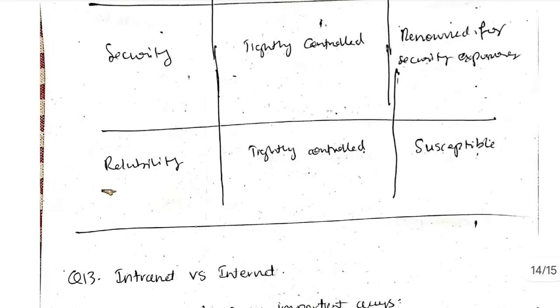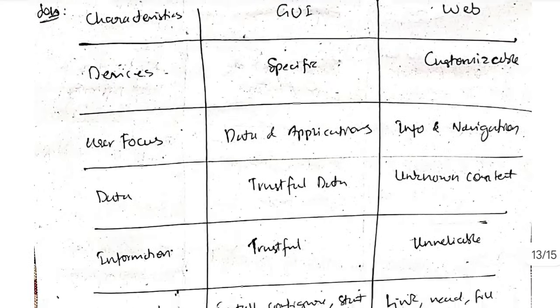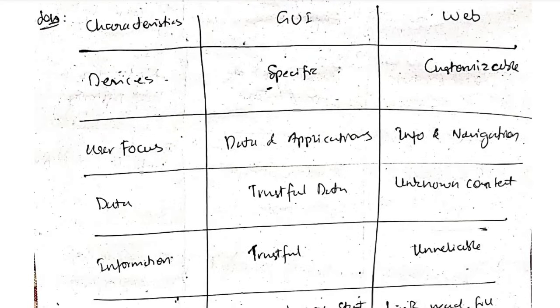Okay, security: it is tightly controlled. Reliability: it is also tightly controlled, meaning GUI is more secure and more reliable. And here it is susceptible and has unknown content. Fine. So going through it once again, the main things you have to keep in mind are that GUI is specific and web is customizable.